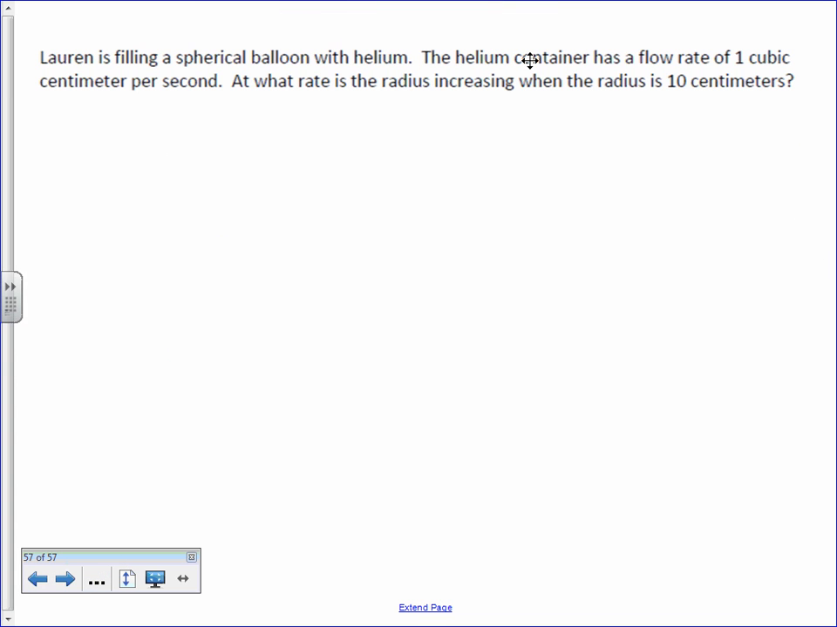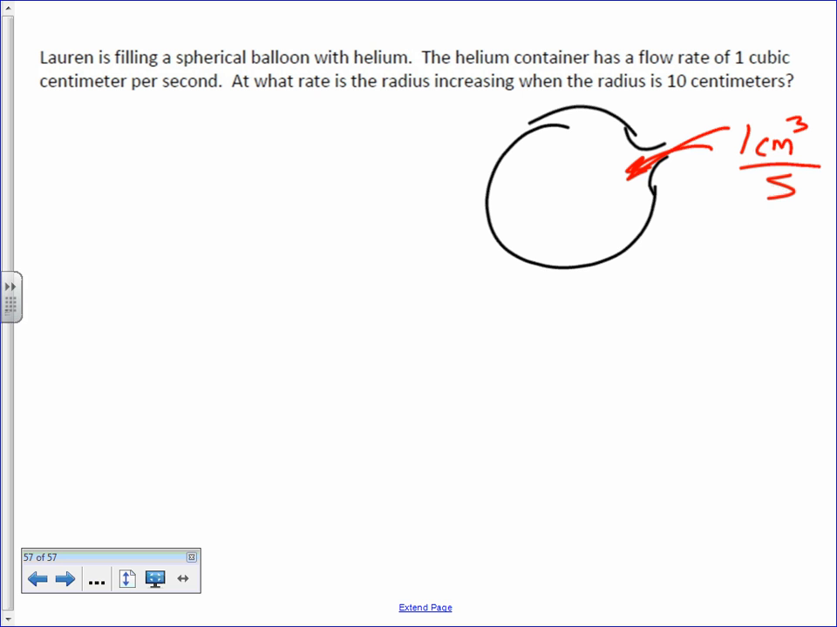Okay, Lauren is filling a spherical balloon with helium. Okay, I'm going to draw myself a picture. Got my spherical balloon. The helium container has a flow rate of 1 cubic centimeter per second. I'm going to leave myself some room to have air flowing into this balloon here. Air is coming in at 1 cubic centimeter per second. At what rate is the radius increasing when the radius is 10 centimeters?